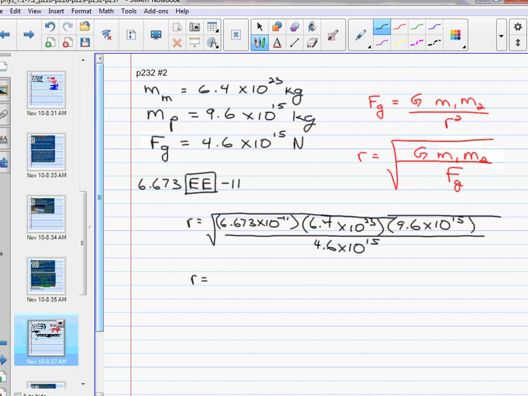Okay, I got 9.4 times 10 to the 6th. I was going to say, can you write it in scientific notation with the correct number of significant figures for me? 9.4 times 10 to the 6th. That's the right number. Meters.